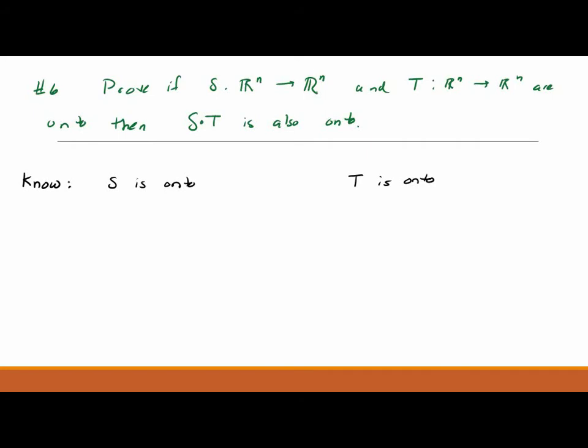So my know and my show. My know is that S is onto and T is onto. What does that mean? It means that I just wrote down the definition. For every y belonging to the codomain, there's an x that covers it, that I can get to it.